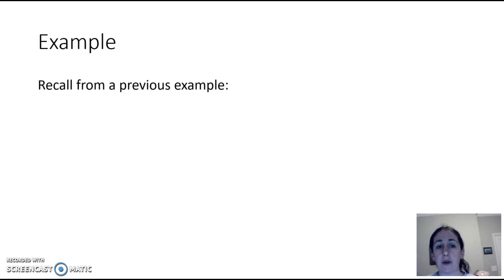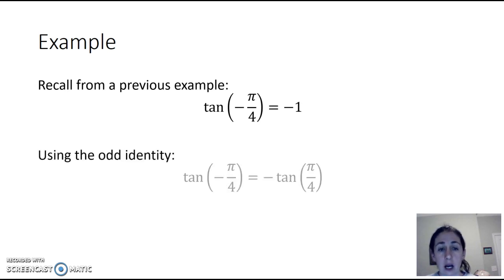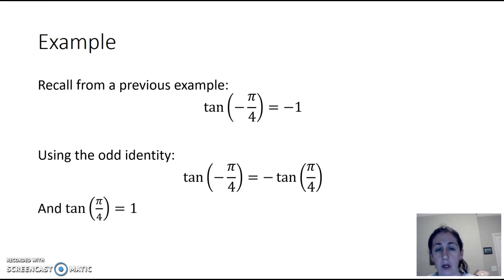Now, if you recall from the example that we just did, the tangent of negative pi over 4 is equal to negative 1. Well, using the odd identity, we know that the tangent of negative pi over 4 is going to be the opposite of the tangent of pi over 4. So if you go to pi over 4 on the unit circle and you do y divided by x, you would get root 2 over 2 divided by root 2 over 2, which is 1, and the opposite of that would be negative 1. So you can solve this problem either way. You can either do what we did where we found a coterminal angle on the unit circle, or you can use the odd identity. Let's do one more example.